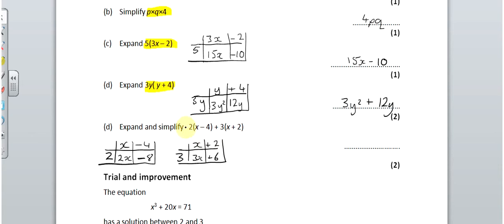Now, I can now swap the first bracket for 2x minus 8. So I'm just going to colour that in. Here's the first bracket, and this is the thing I got from the first bracket. And then I'm going to add the second bracket, which was this bit. So I'm going to add 3x plus 6. And now the final mark comes from going 2x and 3x make 5x, and minus 8 and plus 6 make minus 2.